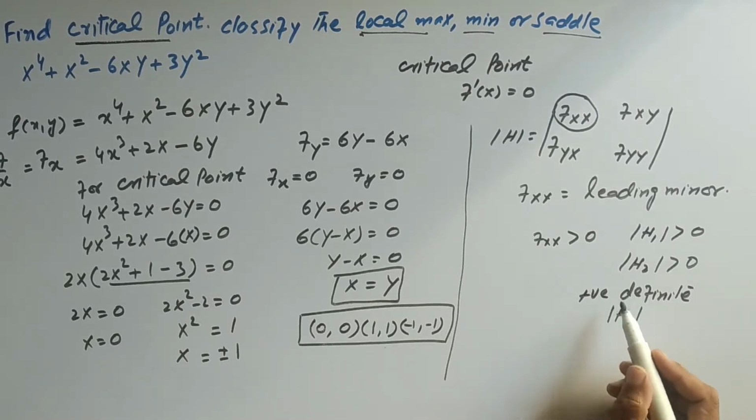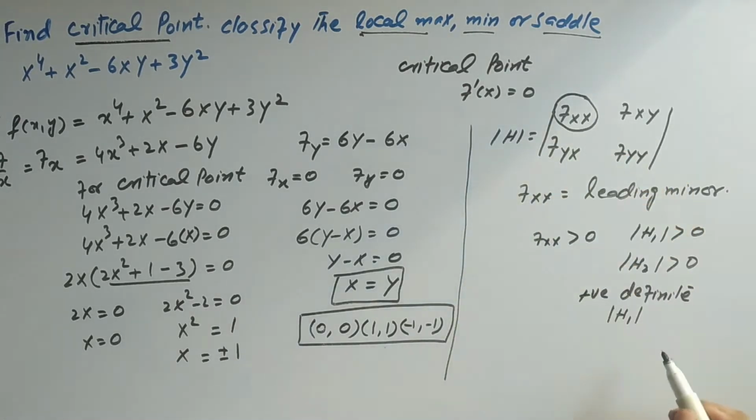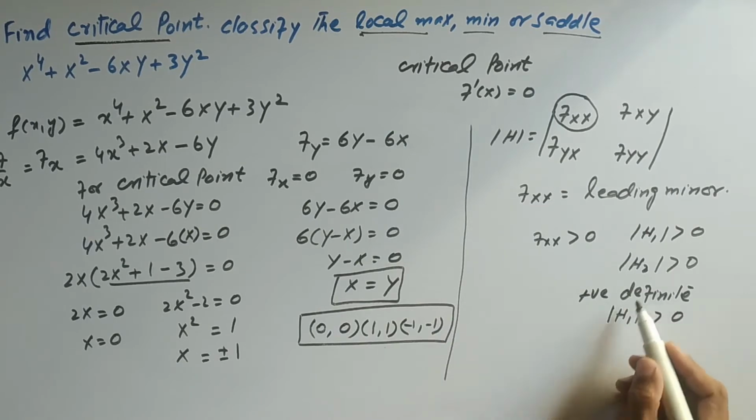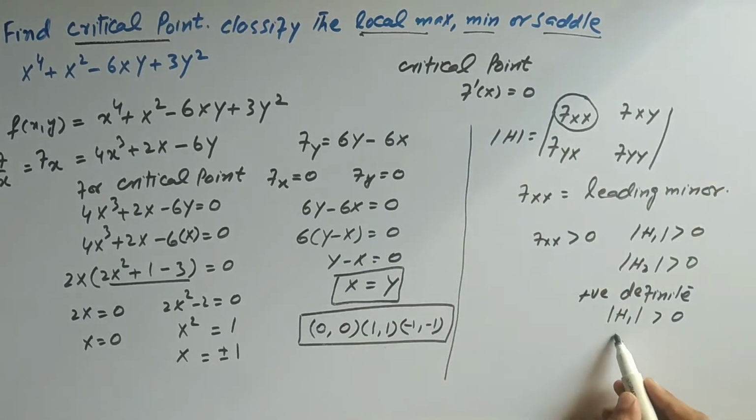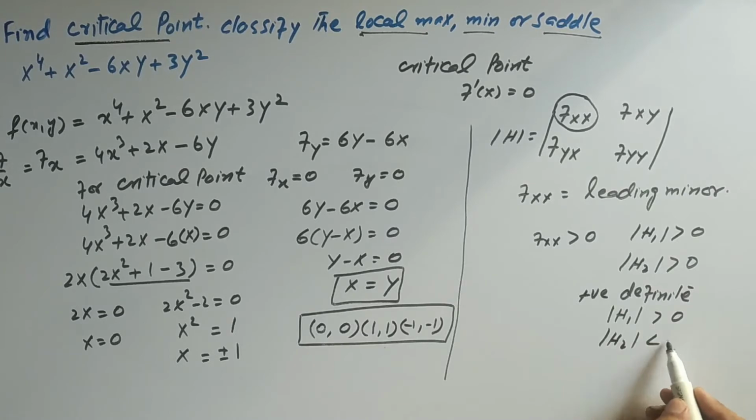If h1, the leading minor, is greater than 0, but the whole determinant h2 is less than 0, meaning it will have a negative sign, then it will be indefinite.